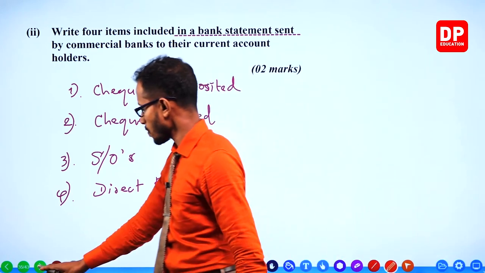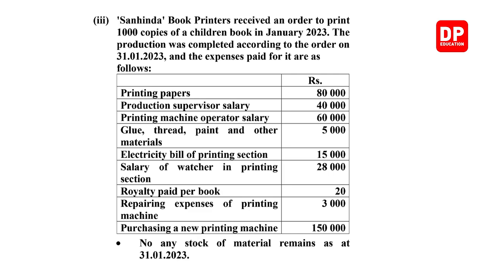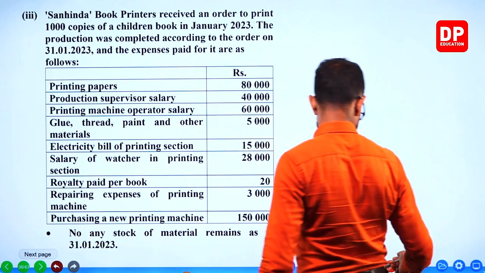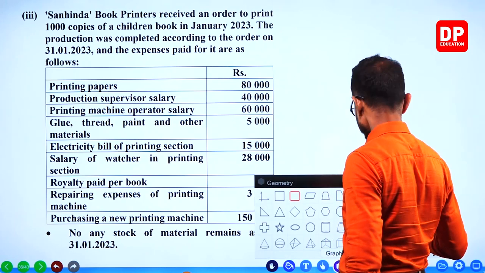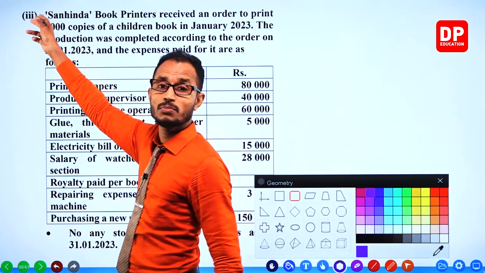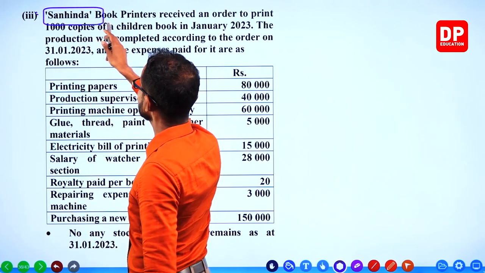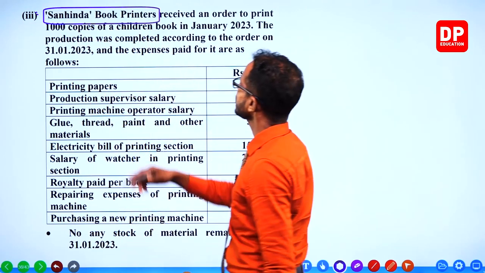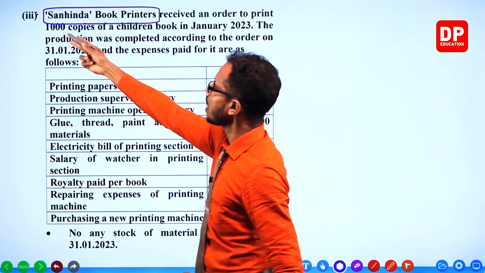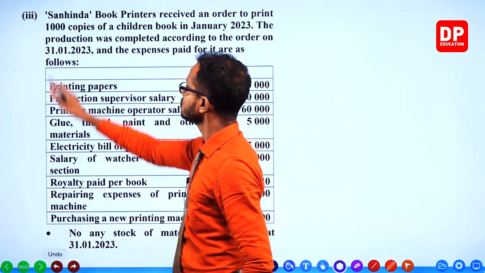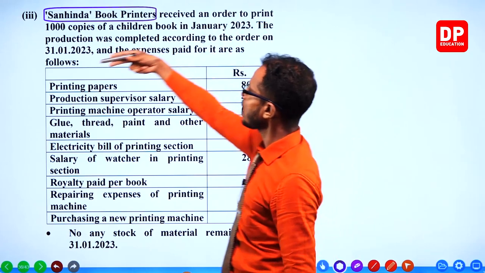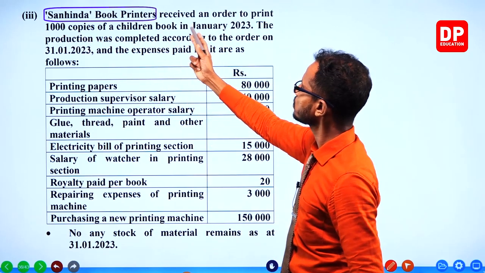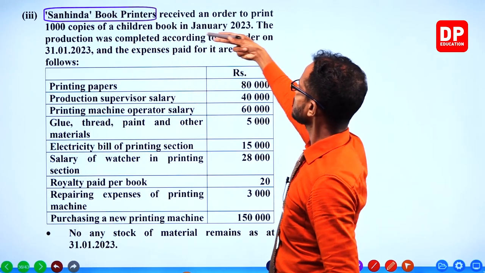Next question. Sanhinda. That's the name of a bookshop. Sanhinda Book Printers received an order to print 1,000 copies of a children's book in January 2023.